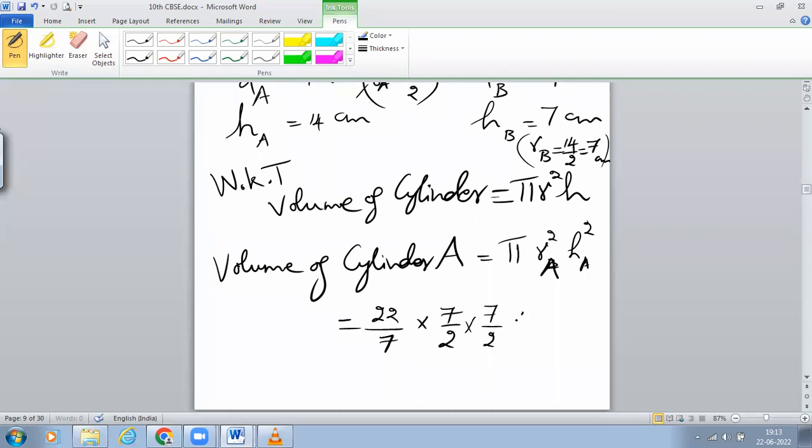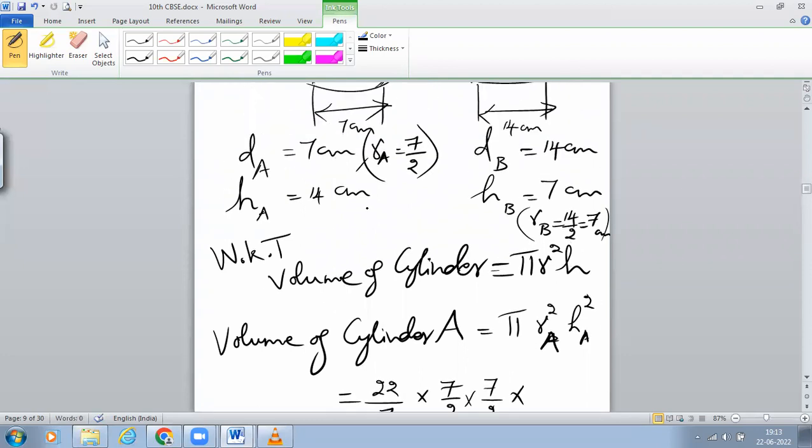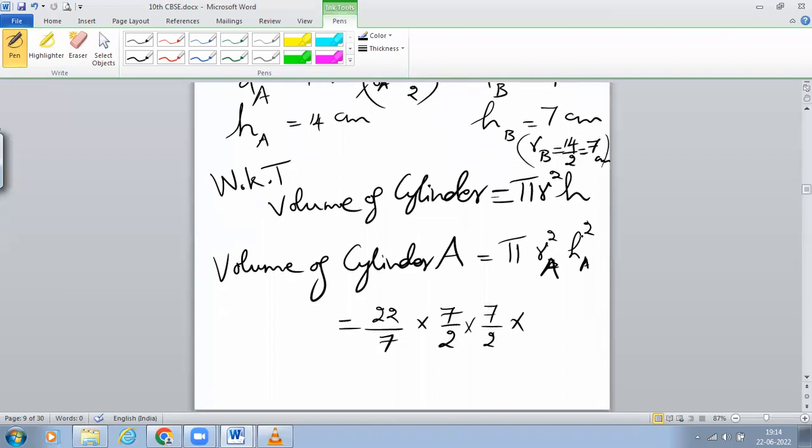So 7 by 2 into 7 by 2 into the height of cylinder A. What is the height of cylinder A? That is 14. In the place of h, we have to put 14, so I'm not writing 14 square, instead I'm writing 14 into 14. Are you able to understand this? Yes, sir. Okay. Now listen, we have to simplify this.